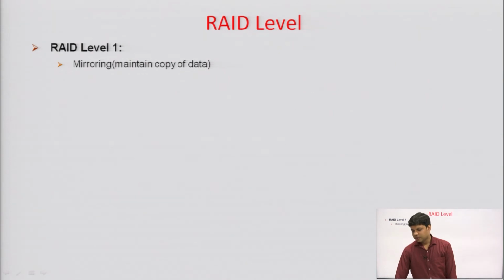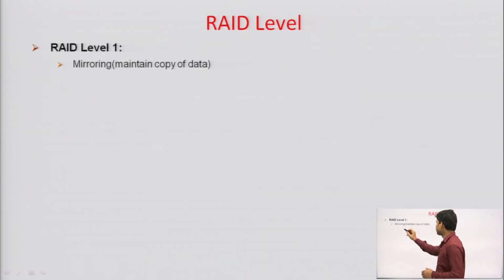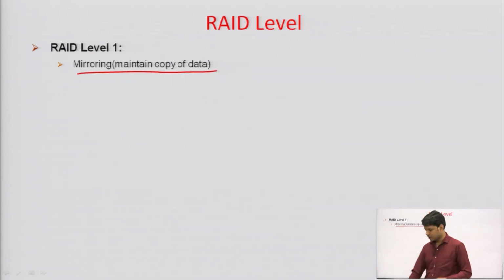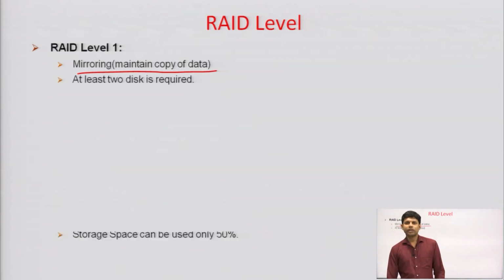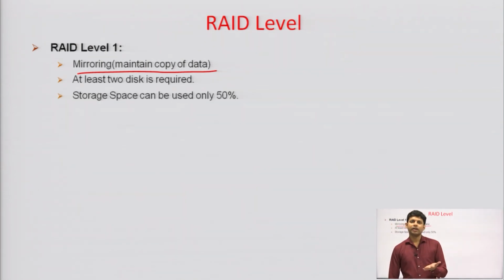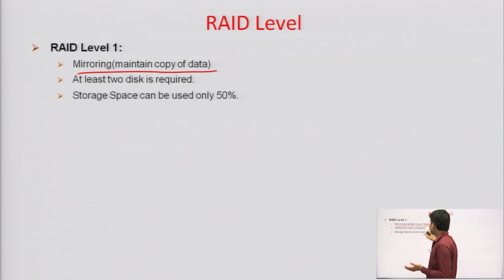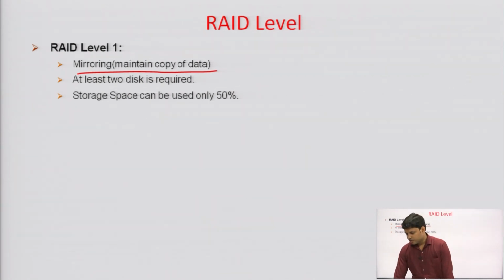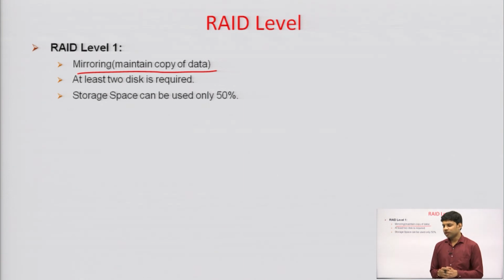What is RAID level 1? It is very simple. It applies mirroring, maintaining a copy of data. We know that when we use mirroring, it increases the reliability because data loss will not happen, but the data transfer rate will be slower, as you have to copy the data to both disks. All the read and write requests are doubled now. So storage space can be used only 50%.